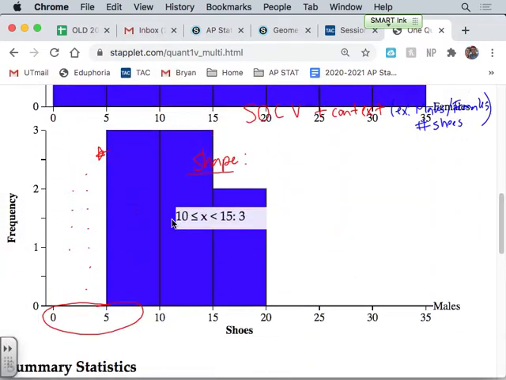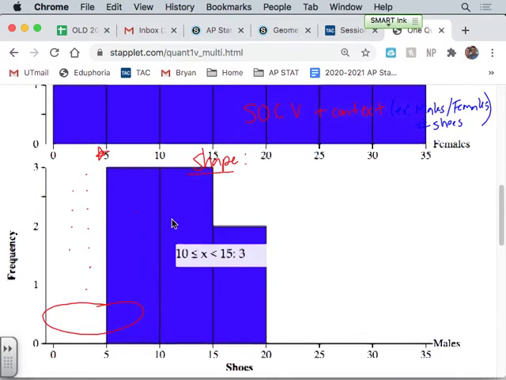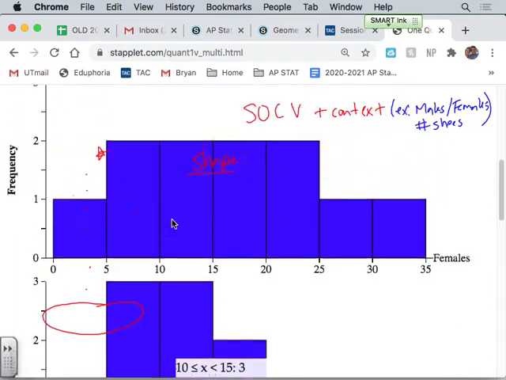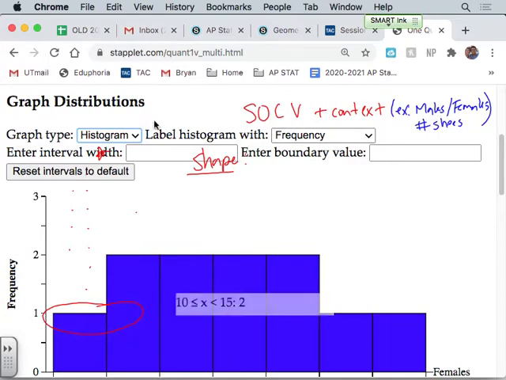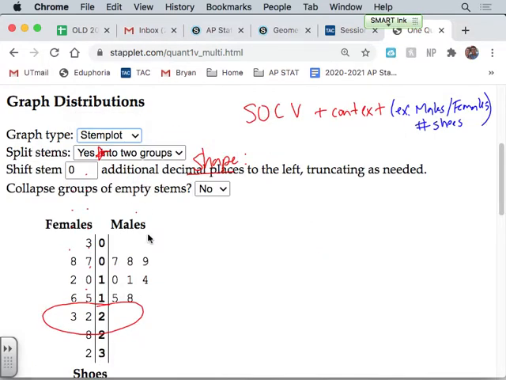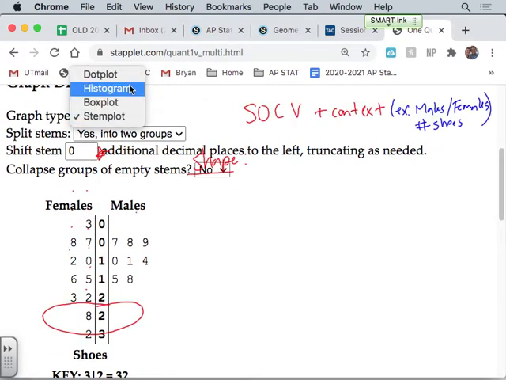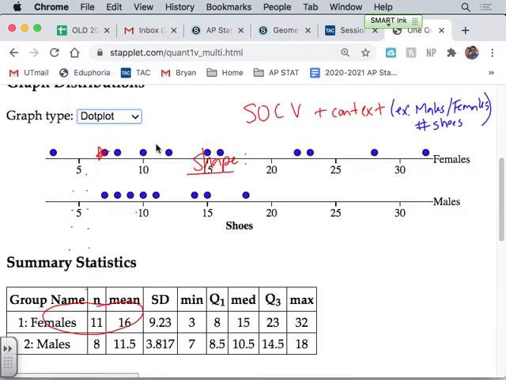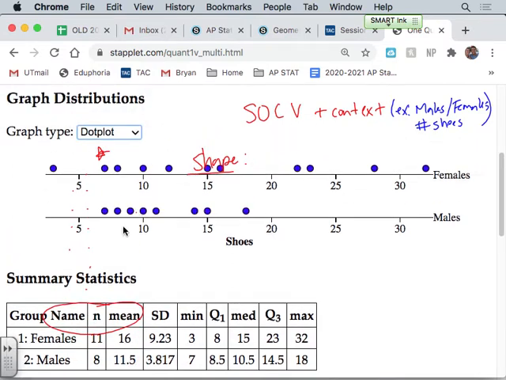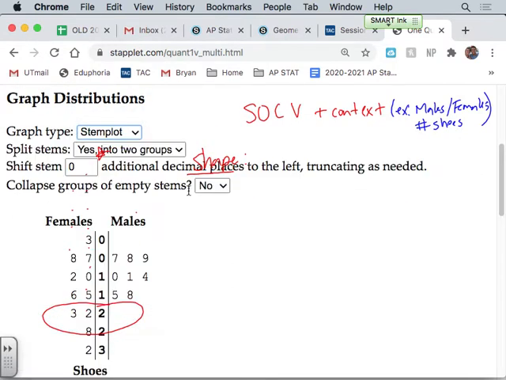What do we think about the males? Skewed right. Now I'm almost convinced that we're symmetric, or I think we're more roughly symmetric than we are skewed now. On the males, at least. I may even be convinced on the females.